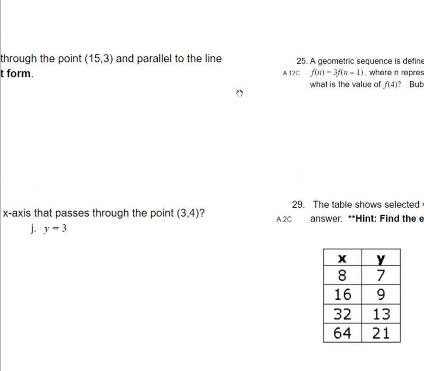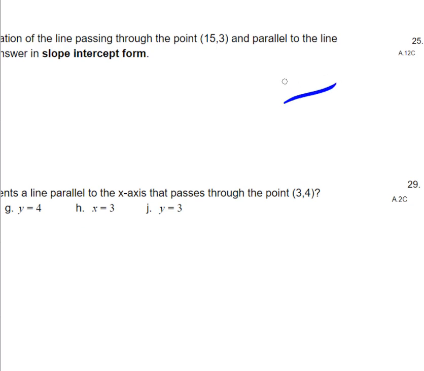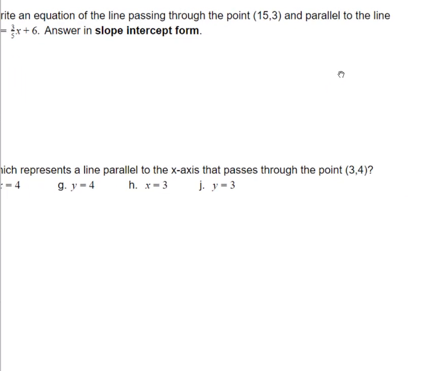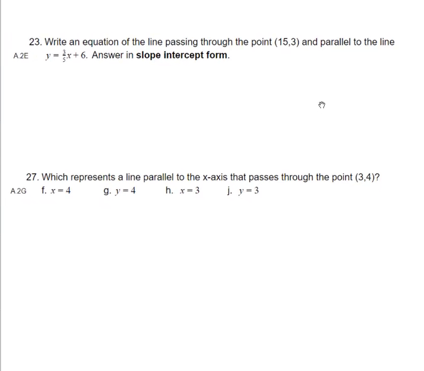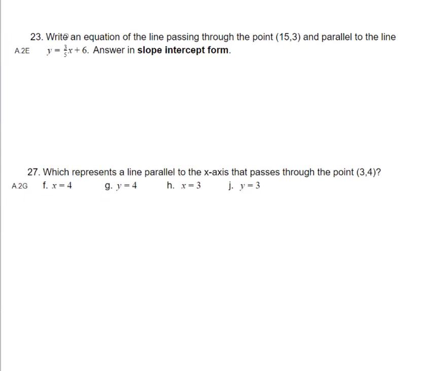Write an equation of a line passing through the point (15, 3) and parallel to the line y equals 3/5 x plus 6. Answer in slope-intercept form. Notice they were really nice to you. They bolded that. Write an equation of the line, once again, passing through the point. They give us a point, and they tell us that it's parallel to this line. Well, why would they tell us it's parallel to that line? What's the whole point of that?